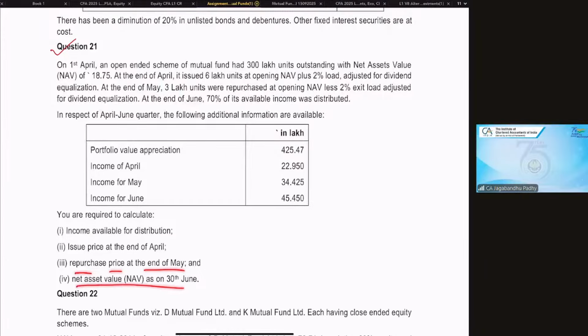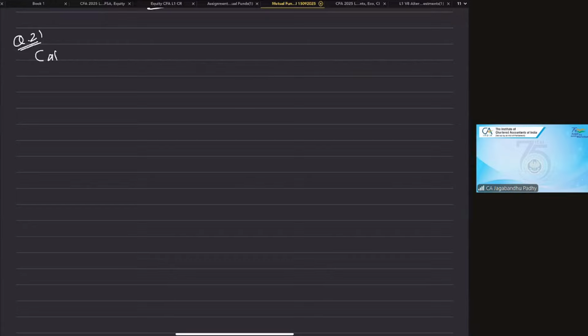Okay, so it's a bit technical question. Let's try to answer it bit by bit. First, we have to calculate the income which is available for distribution. So we need to prepare a proper statement for that. We'll first have to calculate the income available for distribution at every time period. So let us go ahead with that calculation. Question number 21. First let us compute the income which is available for distribution.